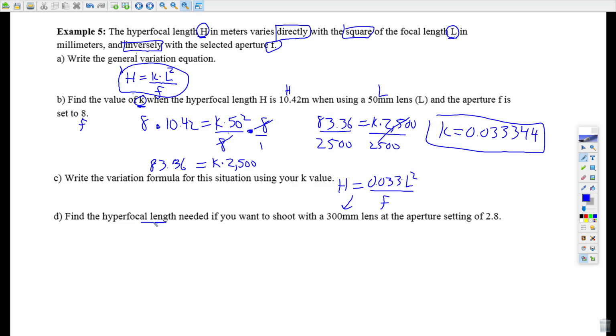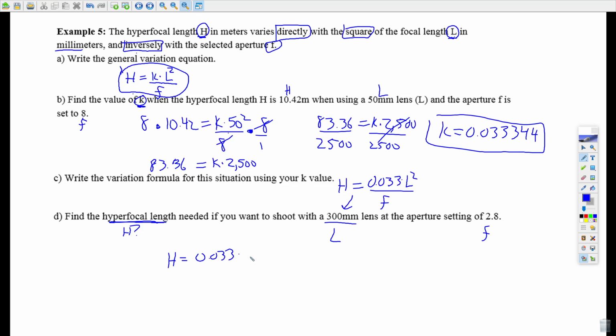Find the hyperfocal length. So that's probably H, right? It says it up here. Hyperfocal length H needed if you want to shoot a 300 millimeter lens. So that would go in for, what's lens? A lens up here, it's your L value, focal length. It also says up here it's measured in millimeters. At the aperture setting of 2.8. Aperture is F. So we're going to find H. We don't know that one. So we're going to use this formula. Just plug in L and F.